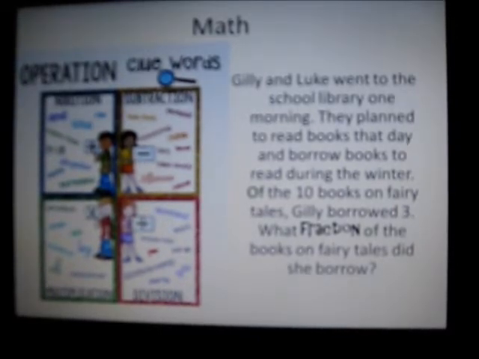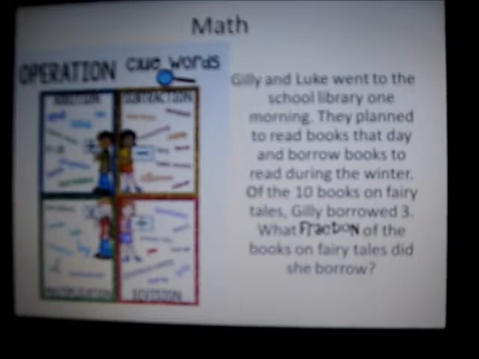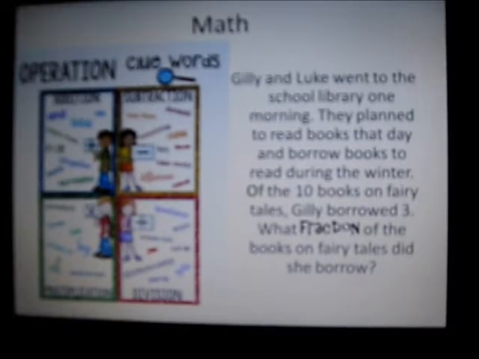Gilly and Luke went to the school library one morning. They planned to read books that day and borrow books to read during the winter. Of the 10 books on fairy tales, Gilly borrowed 3. What fraction of the books on fairy tales did she borrow? Ready for your answer? That's right. Gilly borrowed 3 out of the 10 books. The 3 were fairy tales, and the other 10 were different books.